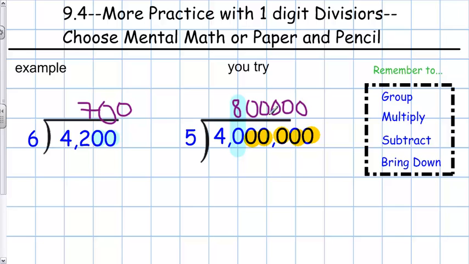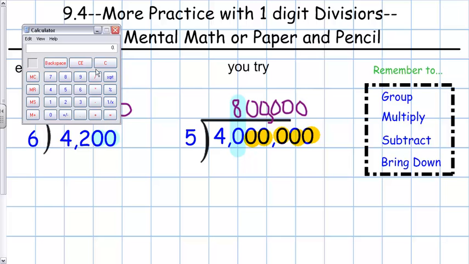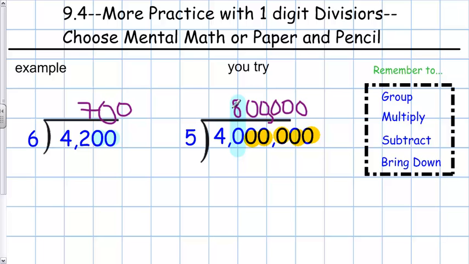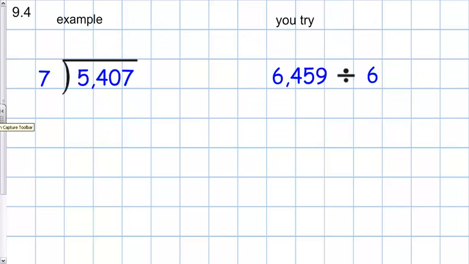Now I need to place my commas. There's a period, and there's another period. So my final answer should be 800,000. Let's go ahead and check that with a calculator. 4 million divided by 5. And in my final answer here, looks like I have 800,000. So I'm good to go. So this was an example with using mental math. Now let's take a look at an example where we're actually going to need to solve our problem.